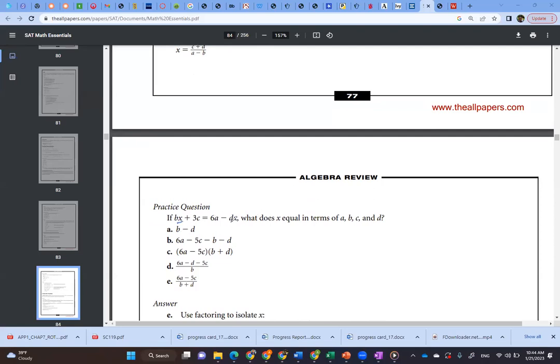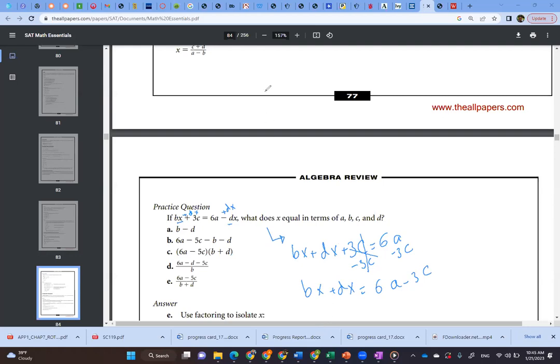So we have x over here and x over here. The strategy says we need to move the variable. So I'm going to add plus dx to move the x to the other side, and plus dx over here. So the equation is going to be bx plus dx plus 3c equals 6a. Do you have any problem with this? Then move 3c to the other side. So bx plus dx equals 6a minus 3c.